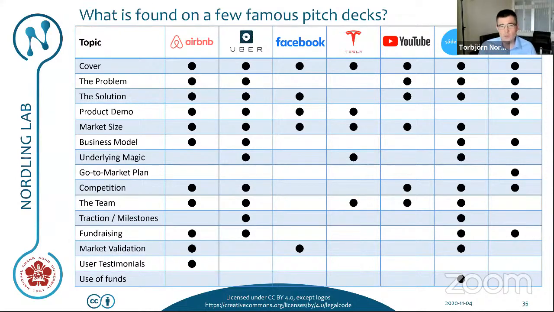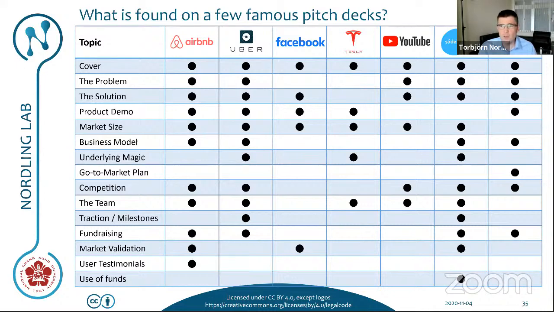What have we actually found in the pitch decks of Airbnb, Uber, Facebook, Tesla, YouTube, Slidebean, and Monthly? Are you all familiar with these companies? Well, if not, let me briefly mention what they do. So Airbnb is a company enabling people to host guests in their own apartment. So it's kind of a peer-to-peer hotel service.